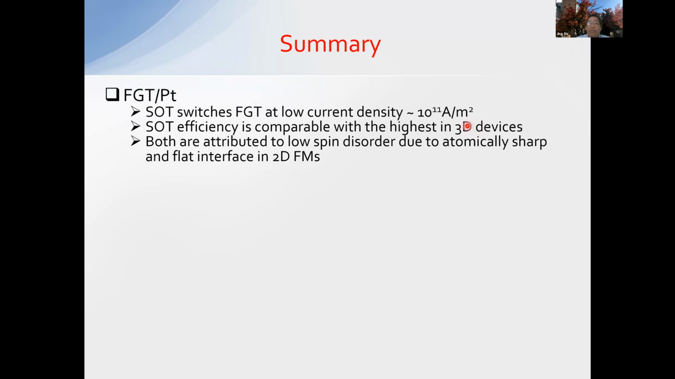I'm not mentioning other layers such as TI or gold platinum, but just comparing with platinum, this is among the highest spin orbital torque efficiency. Both are, as I mentioned earlier, I think due to the atomic layer flatness of the interface.